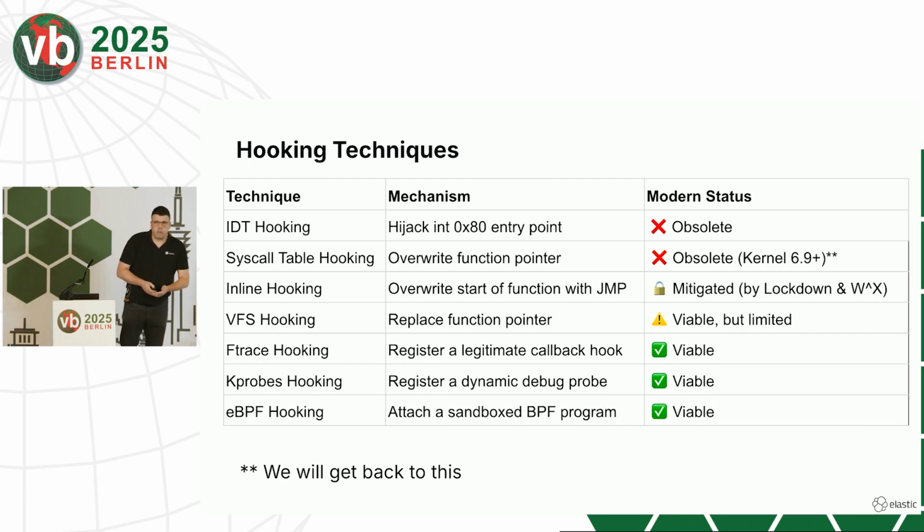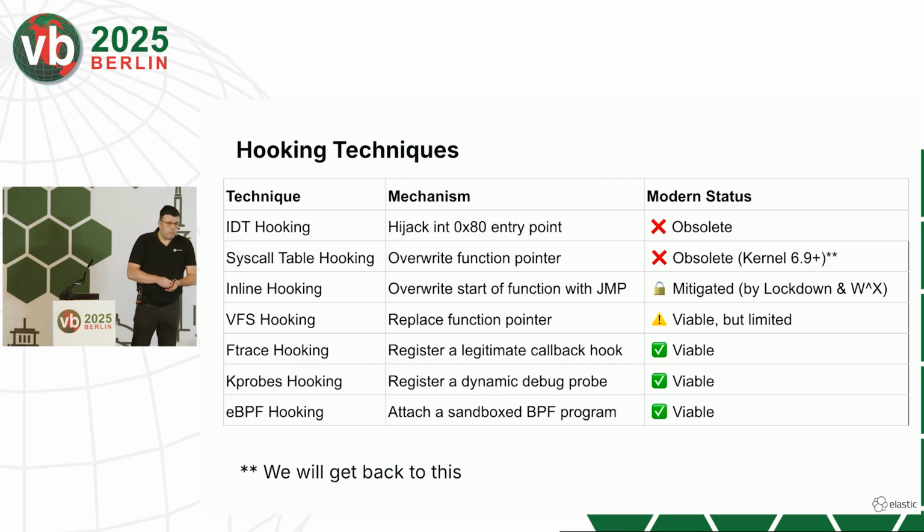Syscall table hooking is basically you find the syscall table in memory, you replace the handler with a pointer to your version of the function. However, that became obsolete in kernel 6.9. Notice the little star. We will get back to this. We have a little surprise midway through. But there was a change in kernel 6.9 that made all rootkits that use this technique completely obsolete.